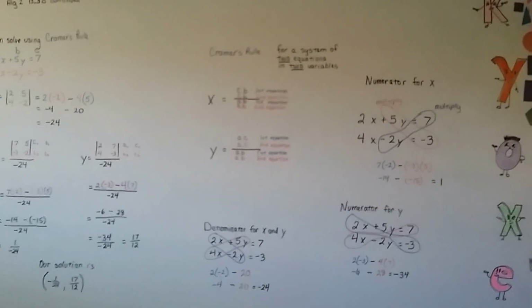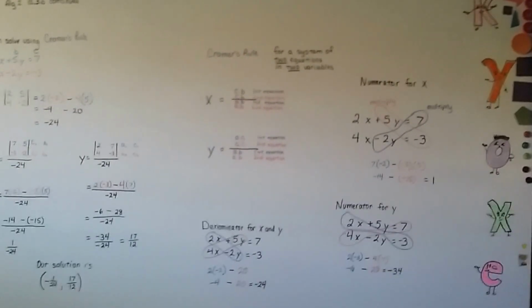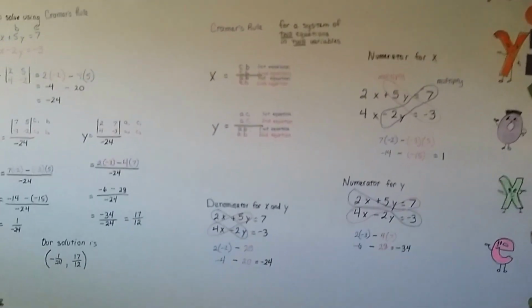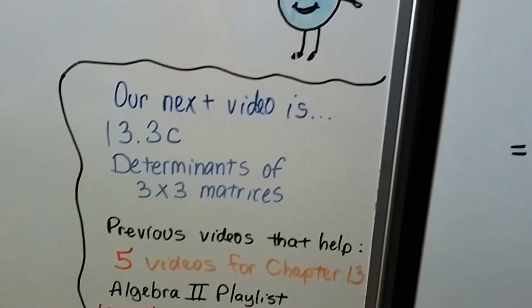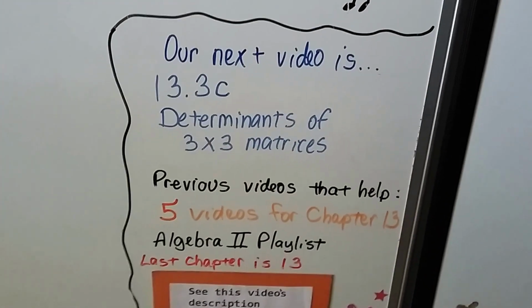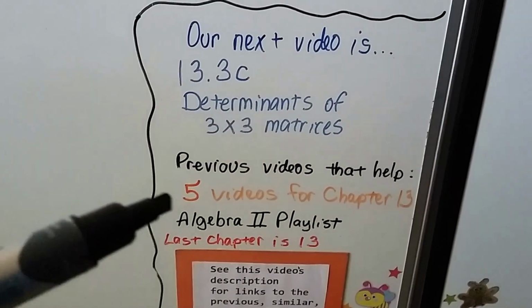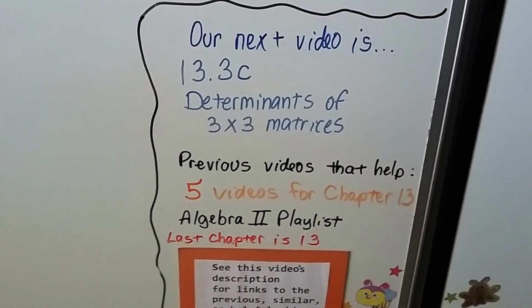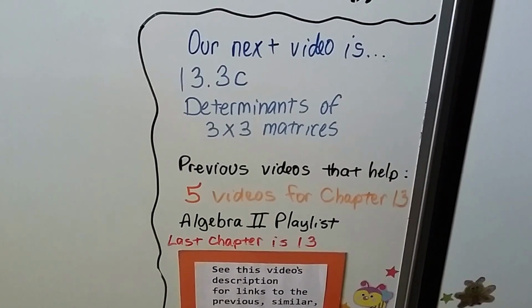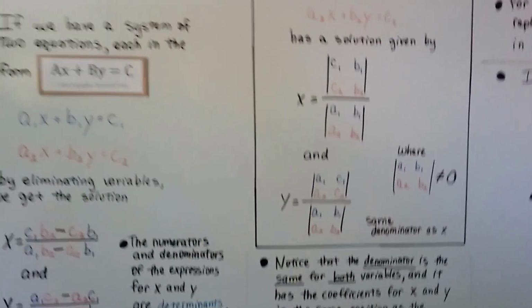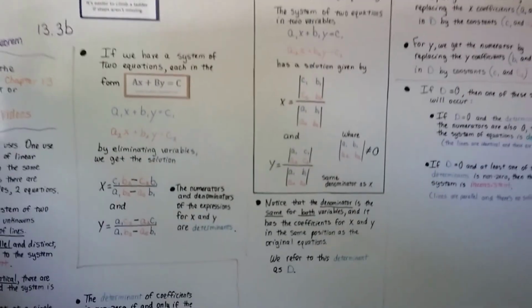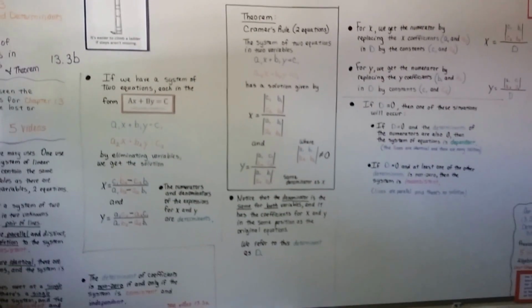In a couple more videos, we're going to talk about what happens when you have a system of 3 equations, all right? So our next video is 13.3c. And we're going to talk about the determinants of 3 by 3 matrices. There's going to be a link to those 5 previous videos for Chapter 13, and I'll put this in the Algebra 2 playlist. And now you know Cramer's rule, and you can use it to solve a system of 2 equations and 2 variables. And now you know a new theorem, all right?